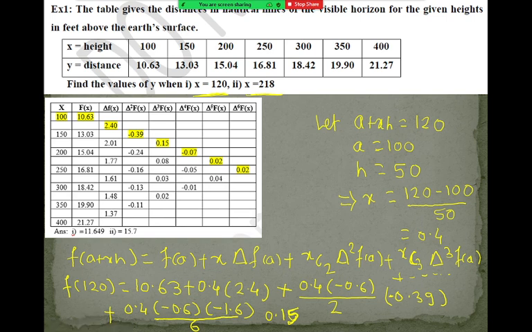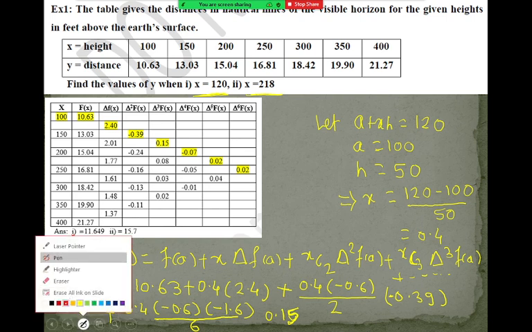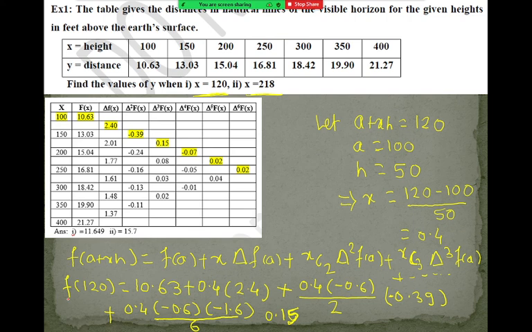Yes, there are some more terms there, but we can ignore them. What should be the reason? Can you think what should be the reason to ignore these terms? See, there will be one more term after this: xc4 delta 4 fa plus xc5 delta 5 fa plus xc6 delta 6 fa. Those terms are not written. What is the reason I ignored them?